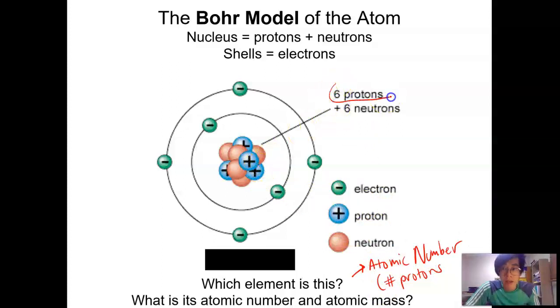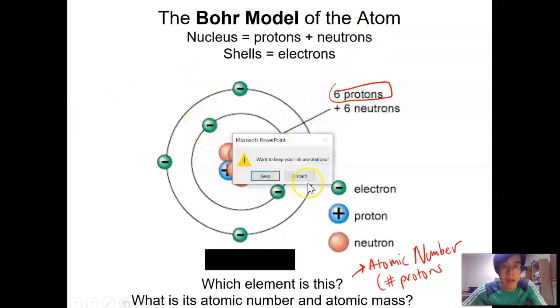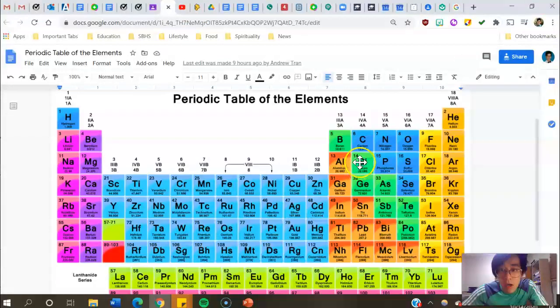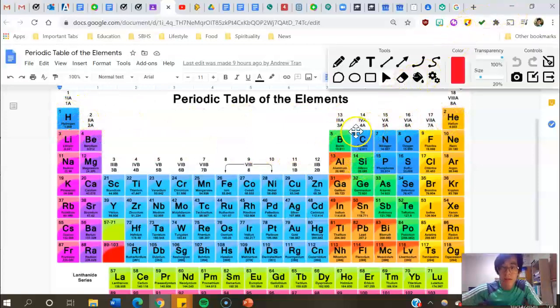So if I see that there are 6 protons, I look at my periodic table. So let me go back here. I look at the atomic number that has 6, and oh, it's right there. I see that the atomic number right here is 6. So that means that the atom in the Bohr model is carbon, that we see right there.